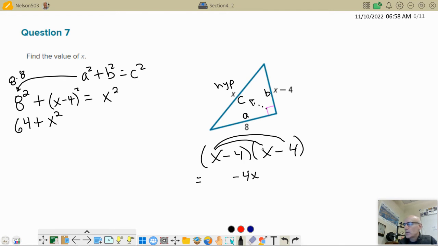So when I go x times negative 4, I get negative 4x. When I go negative 4 times x, I get negative 4x again. So I get 2 of these guys, right? I get 2 of them. So that gives me a negative 8x. So right here, my middle term is negative 8x.